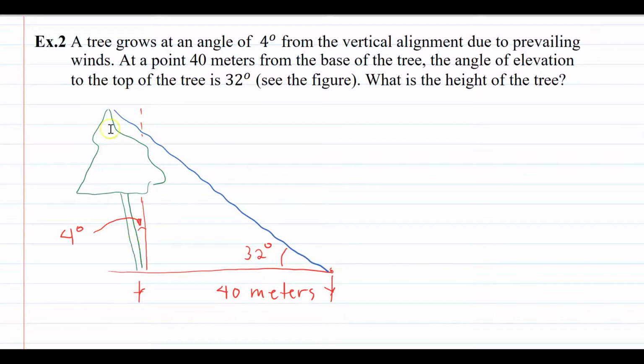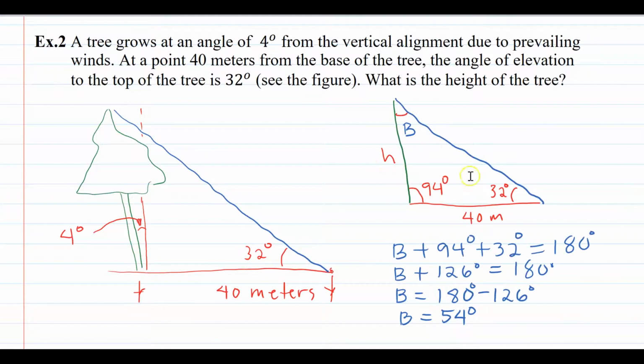So here's the figure. The tree is tilted to the side at an angle of 4 degrees. And then 40 meters from the base of the tree, this point here, the angle of elevation is 32 degrees. We want to find the height of this tree. Here is the triangle that represents the situation in this problem. So we have here 32 degrees on this angle, and the angle here is 94 degrees. This is 90 plus 4 degrees, so 94. And we are looking for the value of the height of the tree, or h.